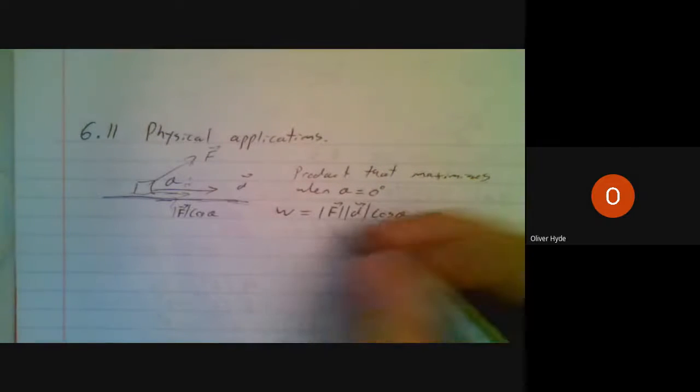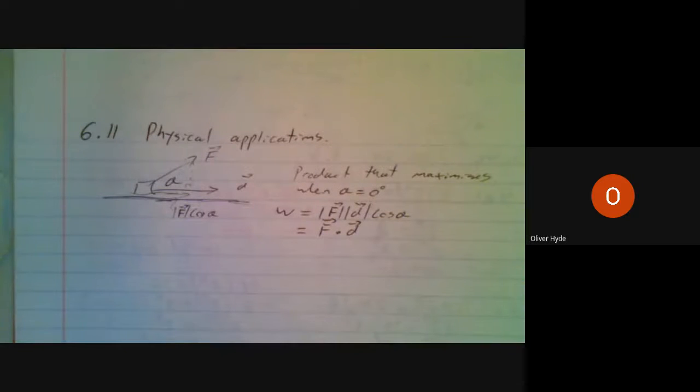This component right here would be of magnitude mag f times the sine of theta. This magnitude right here is going to be mag f multiplied by the cosine of theta. So we define work to be mag f mag d times the cosine of theta, which is equal to f dot d, the scalar product right there.